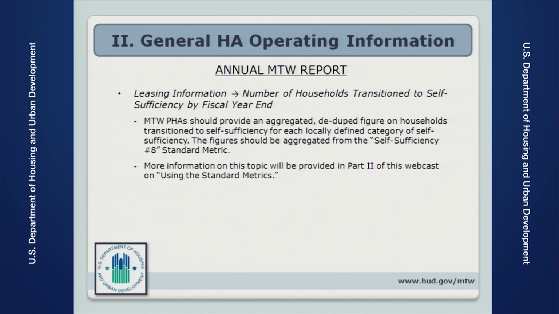Again, recognizing that there may be some overlap between activities where families are reported more than once, which would be absolutely fine. But for this section, we would ask that you dedupe the households so that one number is provided that's not inflated. Again, we'll talk more about this in the associated webcast on using standard metrics.